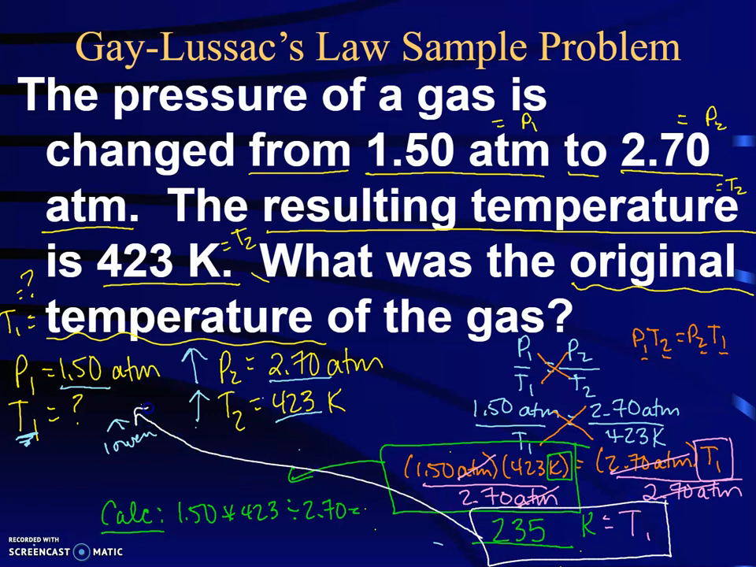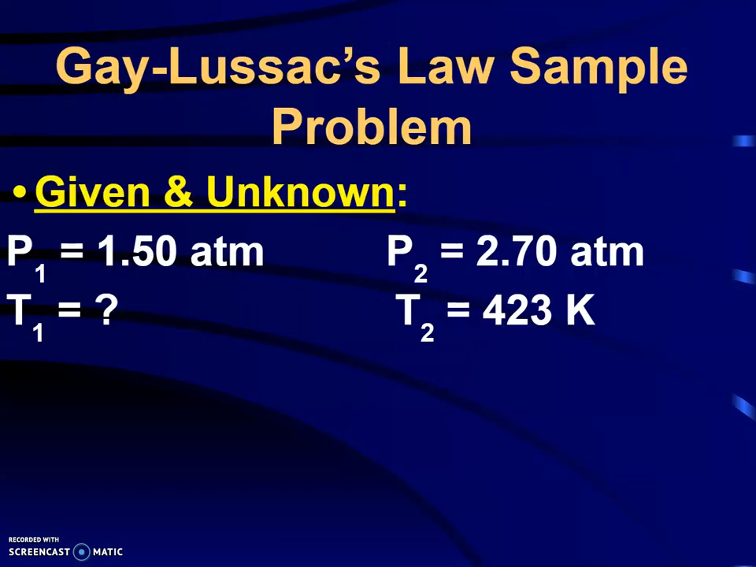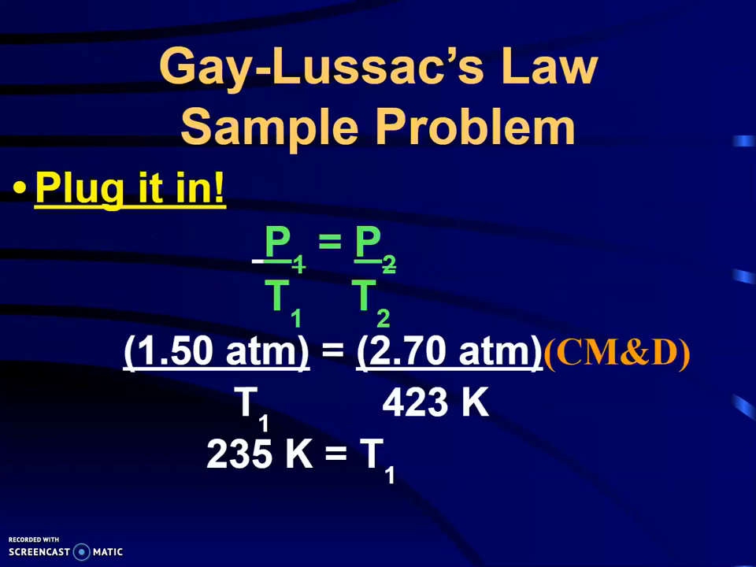Does my answer make sense? Did I predict a number that is indeed lower than 423 Kelvin? Why, yes. Yes, I did. So if the pressure changes from 1.5 to 2.70, the temperature will change from 235 Kelvin to 423 Kelvin. Okay, those of you that have my notes, you see them all laid out in the next couple of slides, and you end up getting 235 Kelvin.